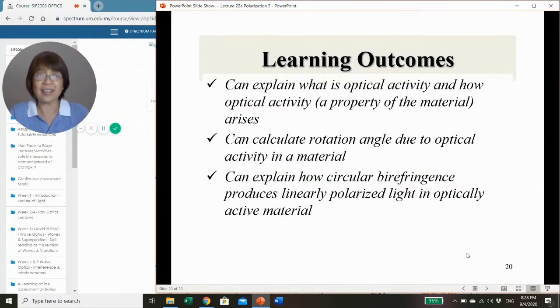Okay, now the last slide tells us what you should have learned or what you should be able to do after going through lecture 22. You should be able to explain what optical activity is and how optical activity arises in the material. Well, it's an inherent property of the material, right? And you should be able to calculate the rotation angle that occurs because of optical activity. And you should be able to explain how circular birefringence produces linearly polarized light in the optically active material.